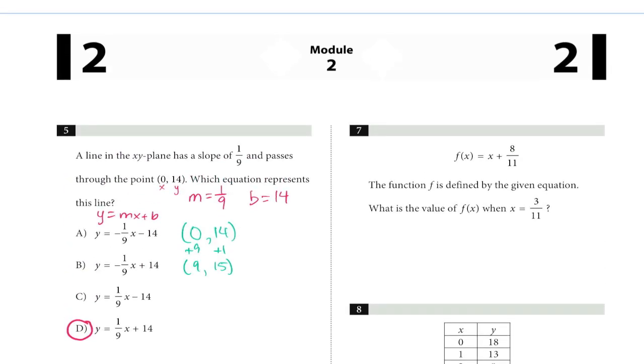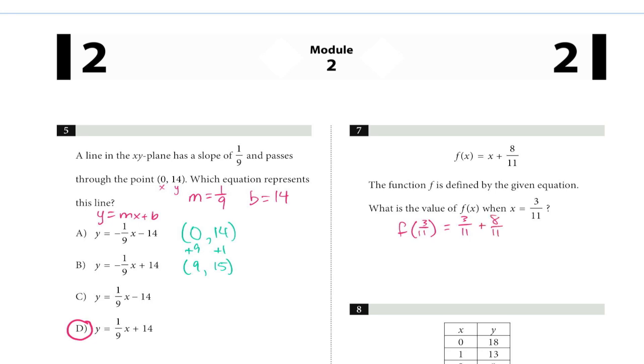All right, number 7. The function f is defined by the given equation. What is the value of f of x when x equals 3 over 11? So they're telling us just make x 3 over 11. So we could say f of x, which we are saying is 3 over 11, should equal x, which they just told us is 3 over 11, plus 8 over 11.